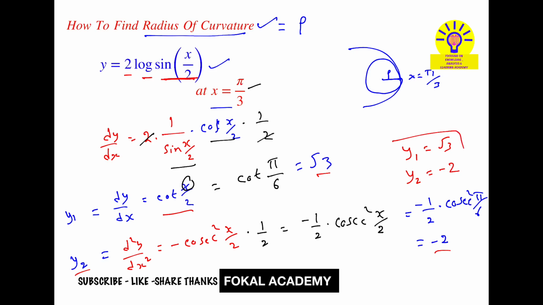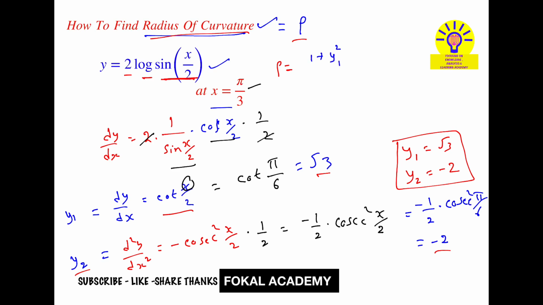Now recall the standard formula for finding radius of curvature. Radius of curvature rho is equal to 1 plus y1 square whole power of 3 by 2 upon y2. Now we have y1 and y2. Substitute these two values in this equation, and we get the radius of curvature.